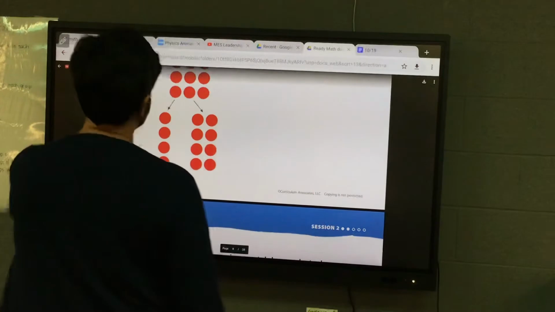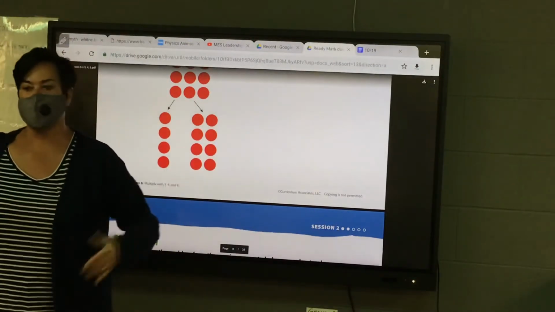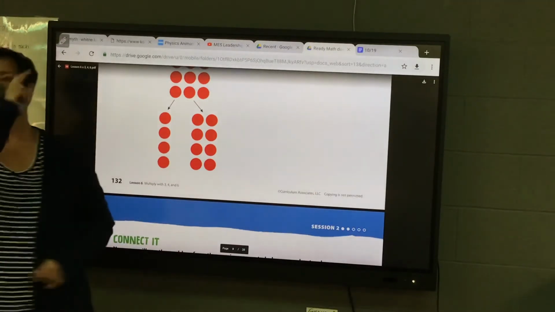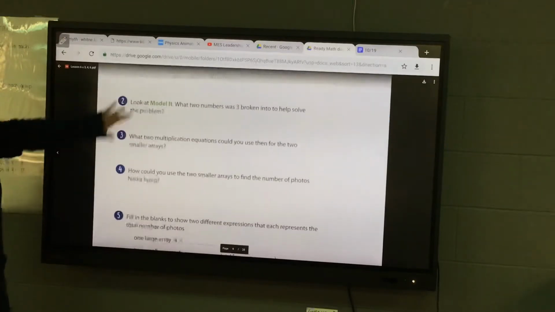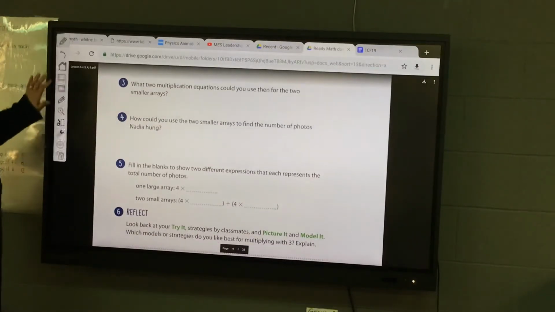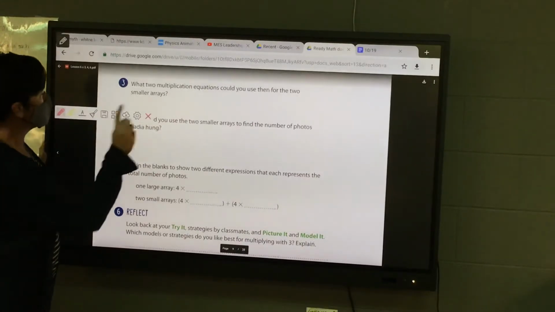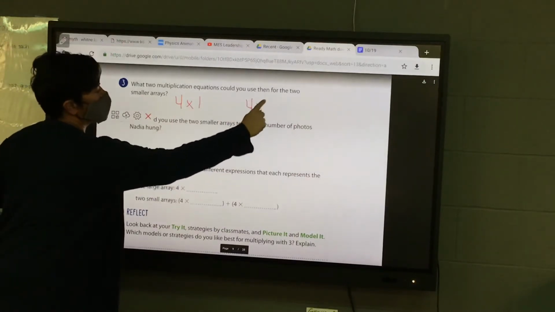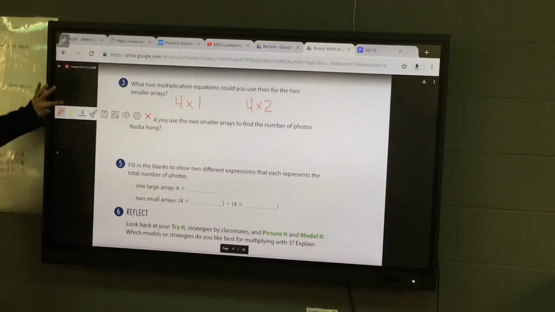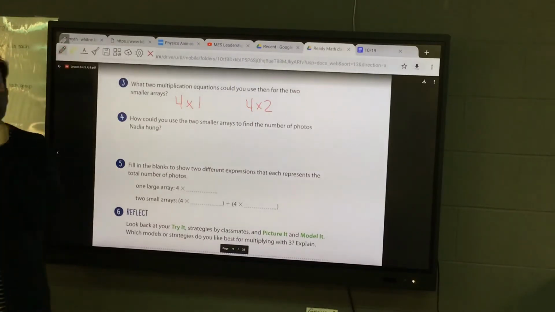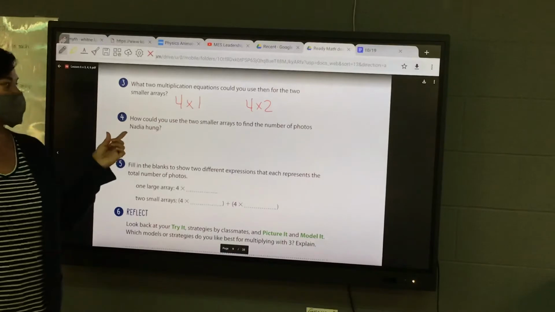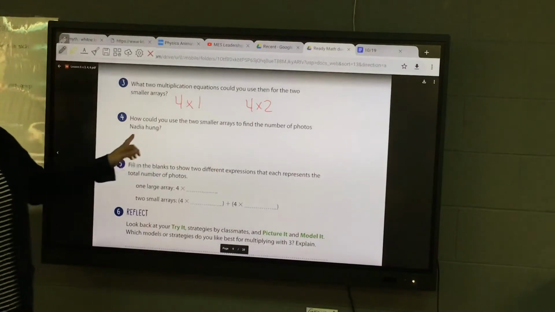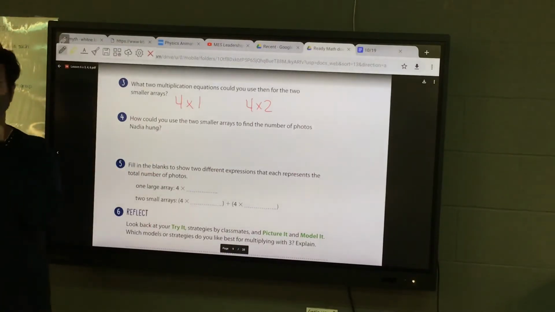All right. What is this multiplication equation, everybody? 4 times 2. Okay. So here you wrote, first you wrote 4 times 1, and then you wrote 4 times 2. How could we use these two smaller multiplication equations to find the number of photos Nadia hung?